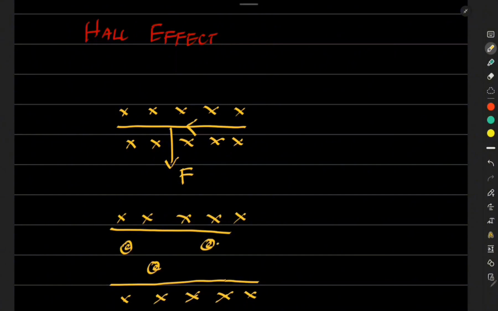The velocity of the electrons is V. What is the direction of the current? The current travels in this direction, I. If we apply Fleming's left hand rule, the force F on the electron will be downwards. There will be forces downwards on the electron.